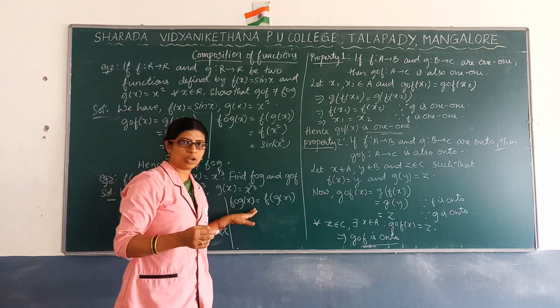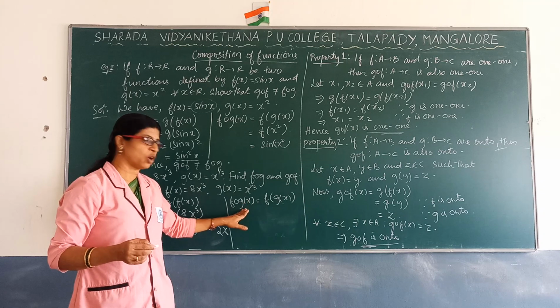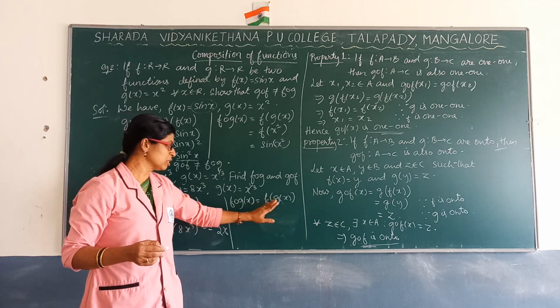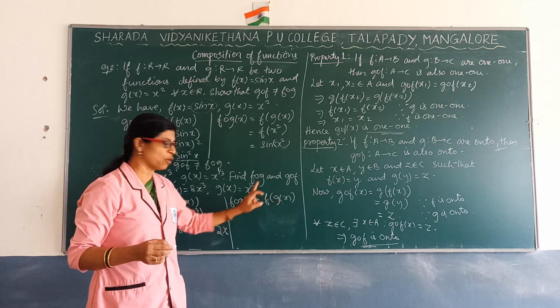So now we will find f o g of x. f o g of x, or in other ways it is read as what? f composition g of x. What is the definition? f of g of x.